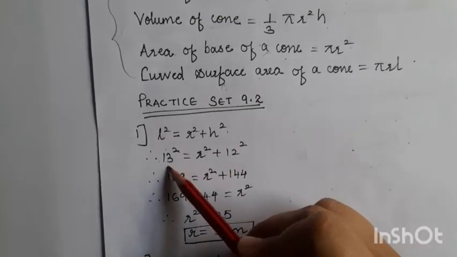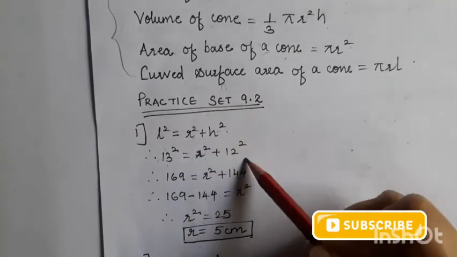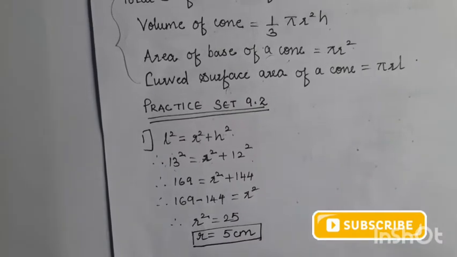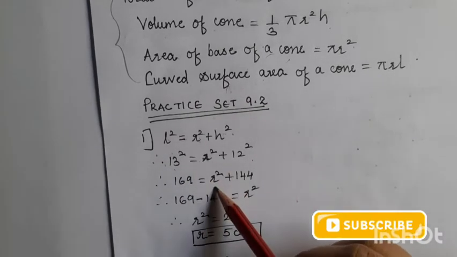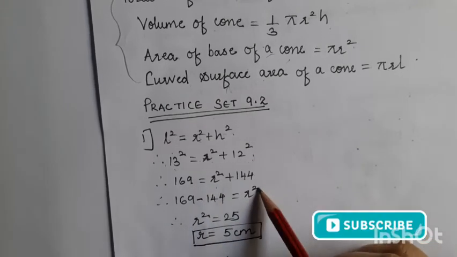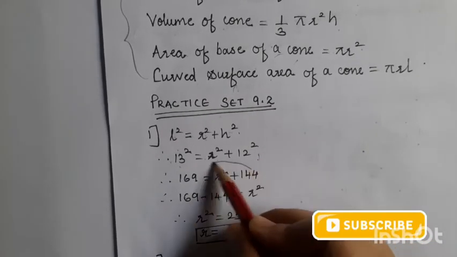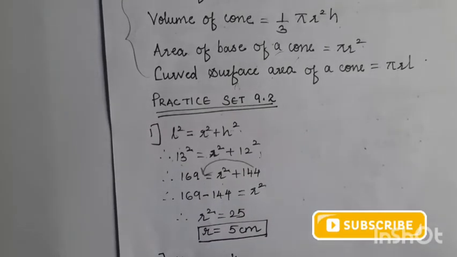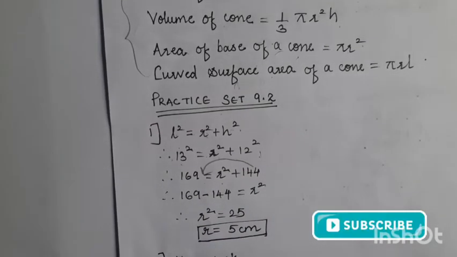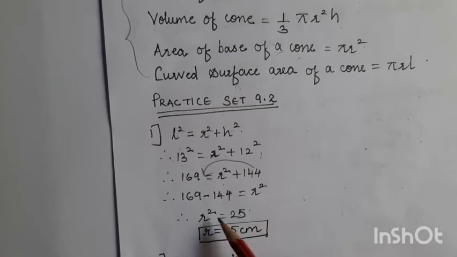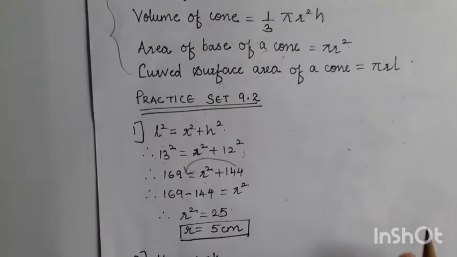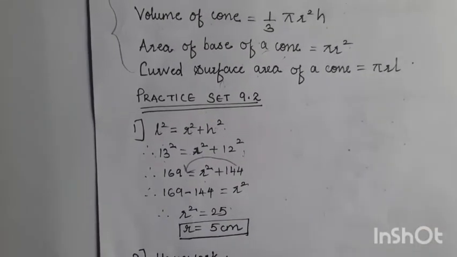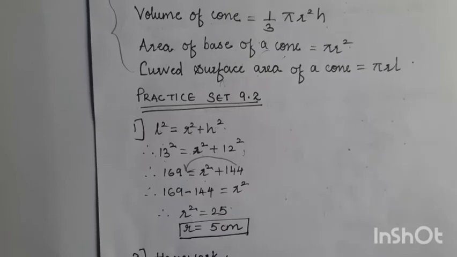So 13 square is equal to R square plus 12 square. Square of 13 is 169, which is equal to R square plus square of 12, which is 144. Now I shift this to the other side. So 169 minus 144 is how much? 25. Finding the square root of 25 is 5. So R is equal to 5 centimeter. Next, the second sum you have to do for homework.